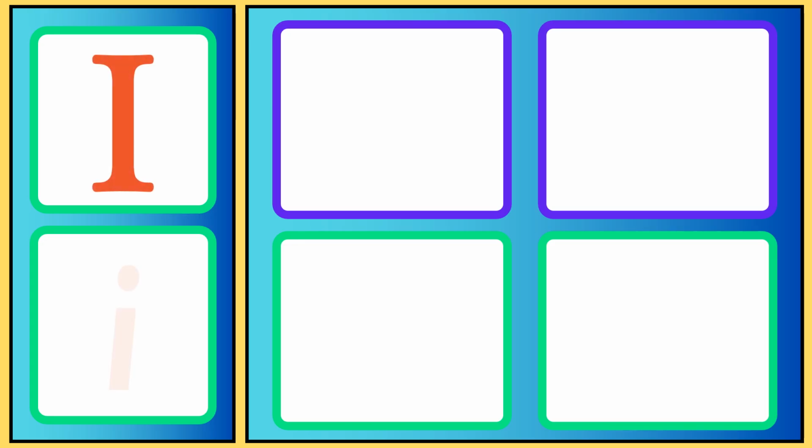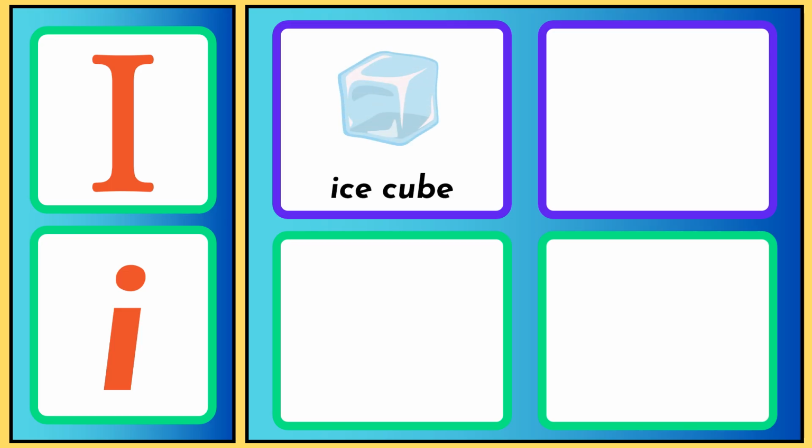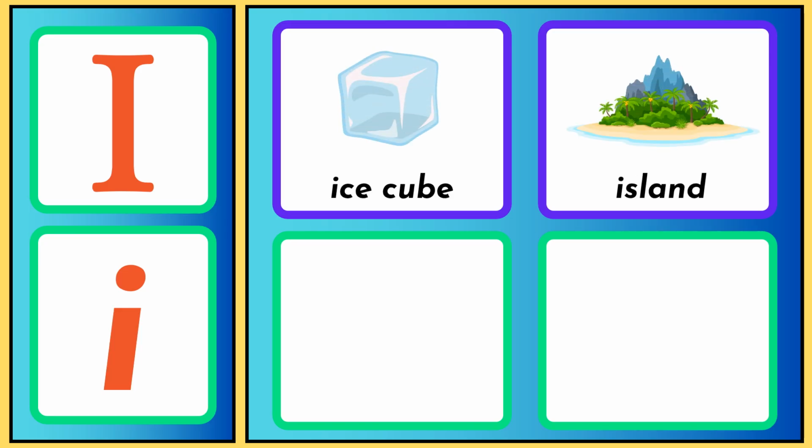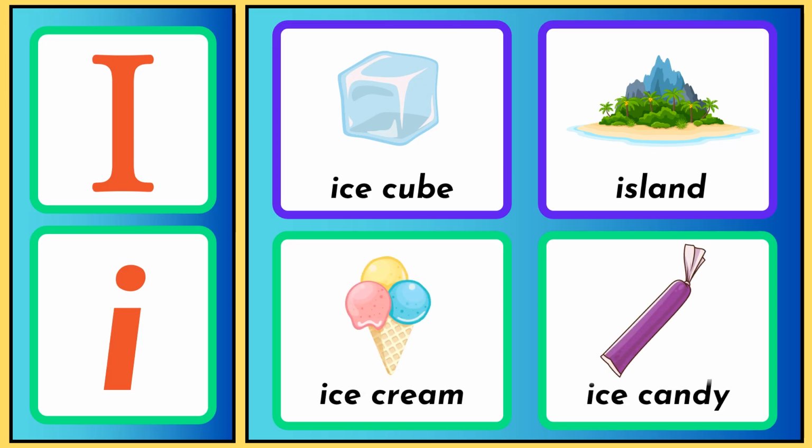Another sound of letter I is I. Long sound I. Same sound as you pronounce the letter. For example, I, ice cube. I, island. I, ice cream. I, ice candy. I.